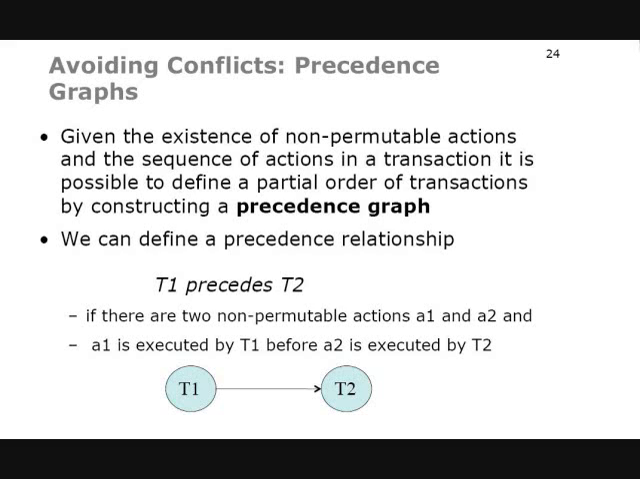Think about it. So what we have to construct is a precedence graph. So we have T1 precedes T2 if there are two non-permutable actions, A1 and A2, and A1 is executed by T1 before A2 is executed by T2. Our actions were the reads and the writes, and non-permutable actions are the ones that could not be executed in a different order. With that we can build our graph. So if we have a graph that shows this, it means that A1 is executed in T1 before A2 is executed in T2.